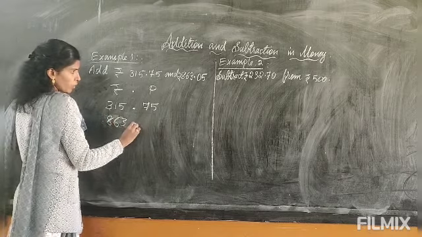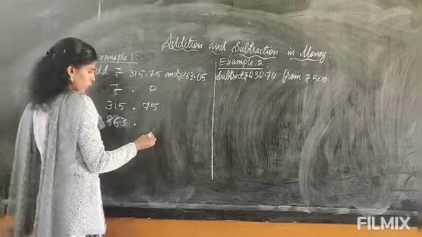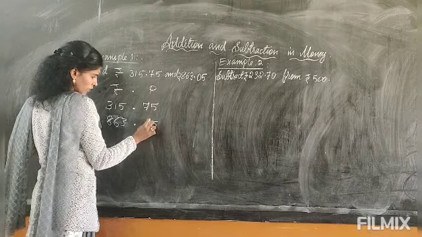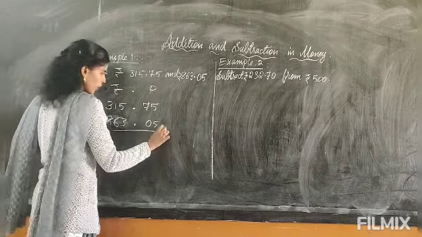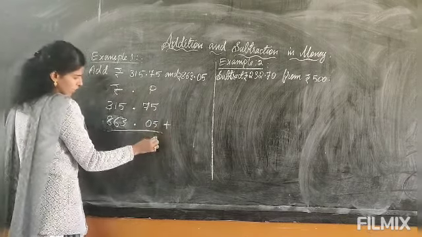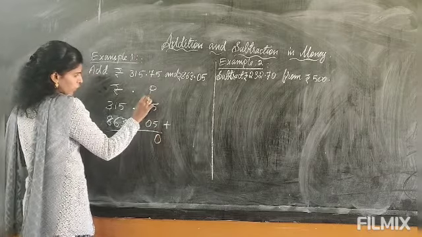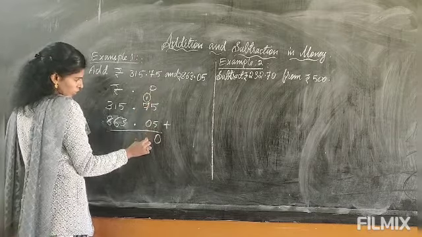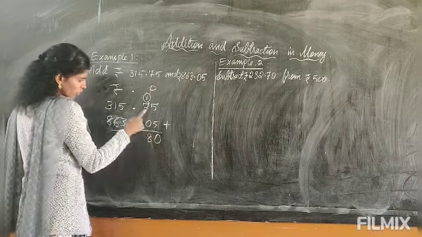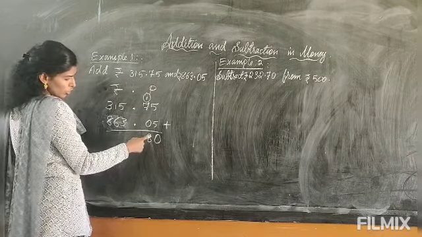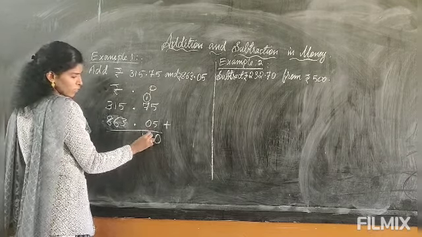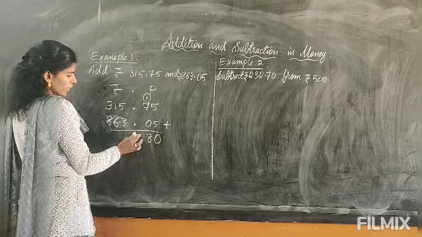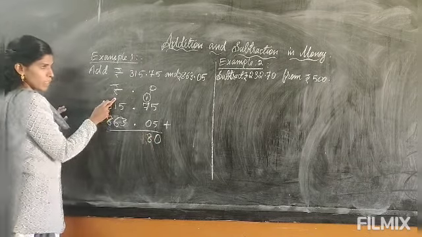Now here, how many paise is there? 0, 5. 5 paise is there, so you will write like this. Now you add 5 plus 5, 10. So 0 you will write and 1 you will carry. 1 plus 7, 8. Suppose here you are getting 10, you will not write 100. Only 0 you will write here, and this 1 you will carry to the rupees place.